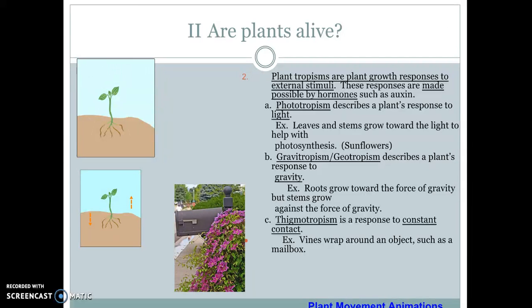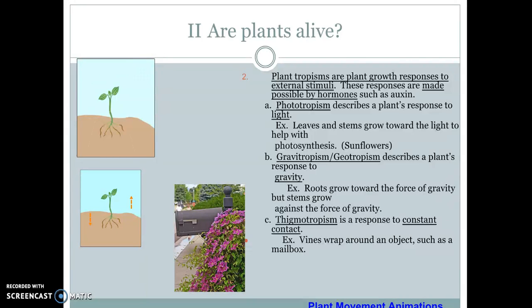So phototropism, think of what photo means. Photo means light, and it describes a plant's response to light. So the leaves and stems are actually growing towards the light to help with photosynthesis. So if you put a plant near a window, those leaves are actually going to tend to turn towards the light. And that's why sunflowers are named sunflowers, because if you go out to a field, the whole face of the sunflower is really going to be towards the sun.